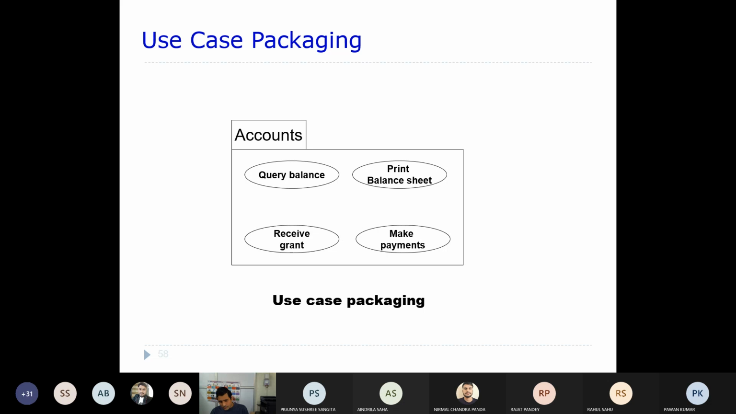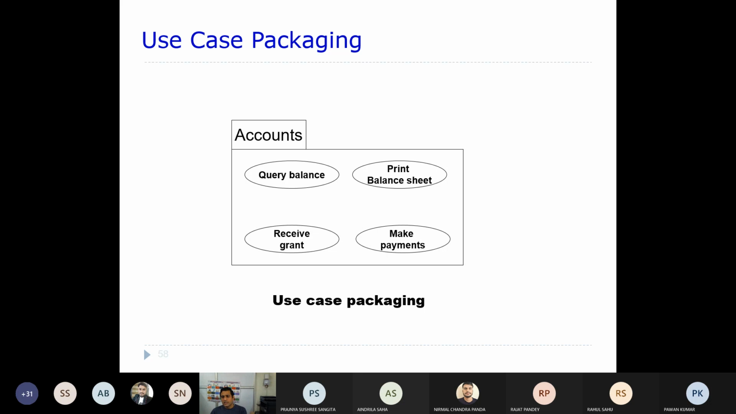You can also have use case packaging. Let's say these are very much related use cases, then you can package them all into one package. You can see query balance, print balance sheet, make payment, receive grant; these are all related to payment, so they can be part of an account package. This is the way you can create use case packages also. So this is all about the use cases.